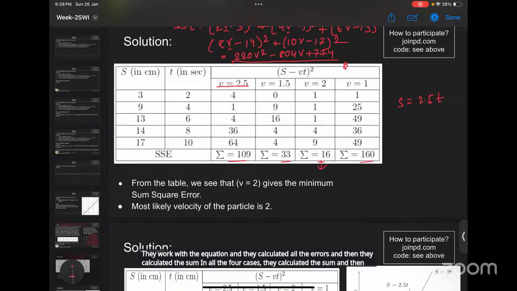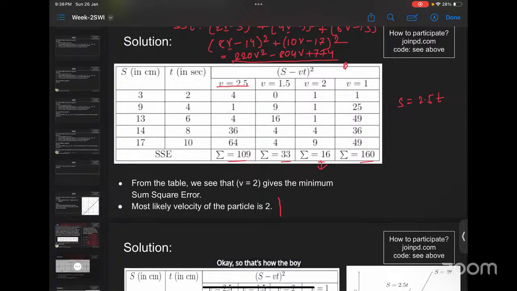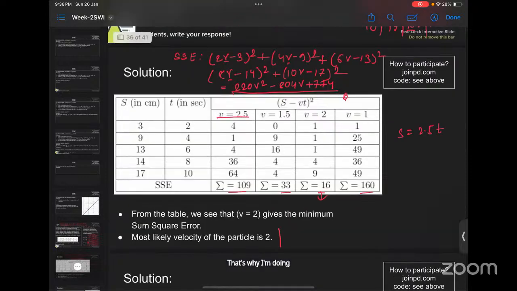Okay, so that's how the boy was saying it, but it's a long method, I guess. This is a long method. You have to do the whole procedure 4 times. That is why I'm doing it in a general way. Fine. Ma'am, you were saying quadratic, so just explain that.